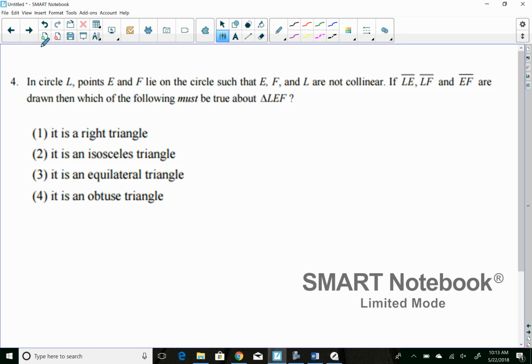Number 4 says in circle L, points E and F lie on the circle such that E, F, and L are not collinear. That means they're not on a straight line. And then it says that LE and LF and EF are all drawn, which must be true about the triangle. So let's talk about what this picture looks like, because again, this is really just, can you draw the appropriate picture?